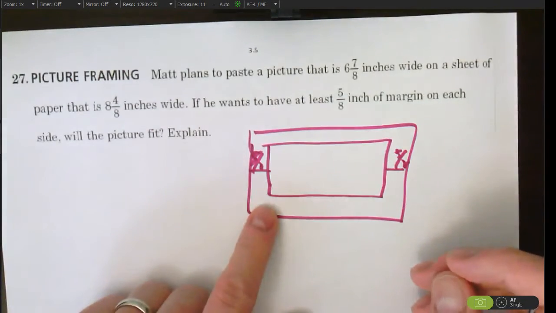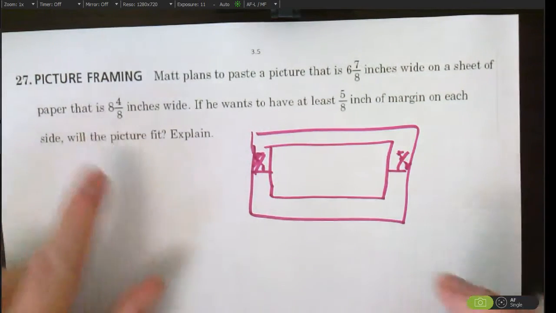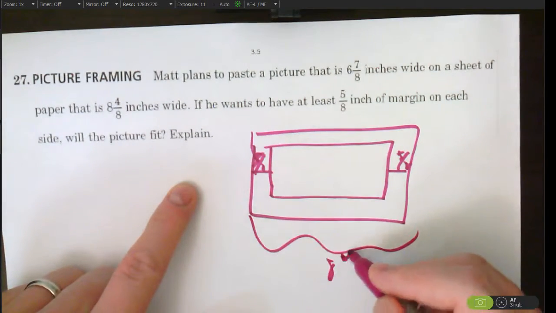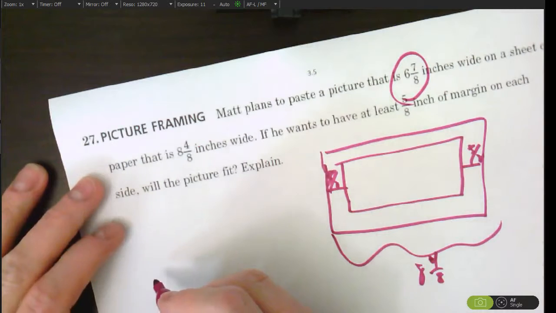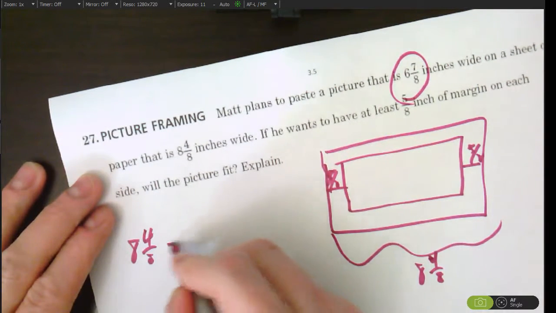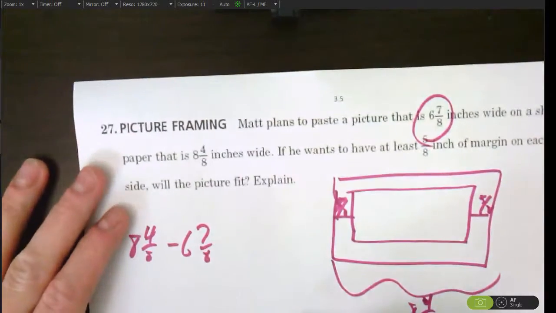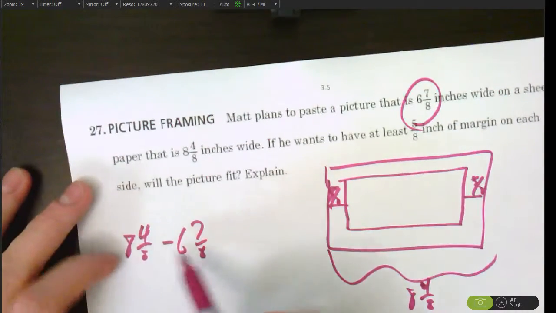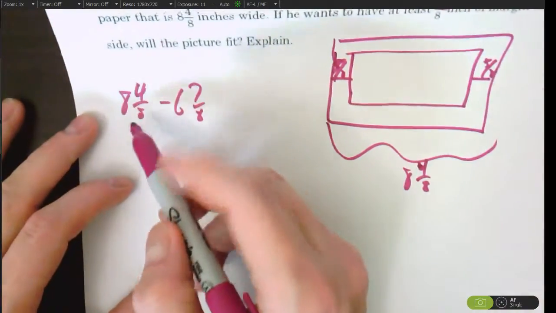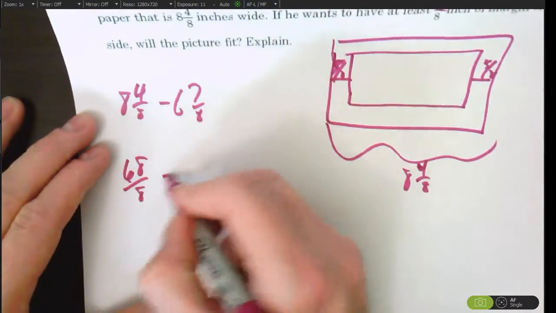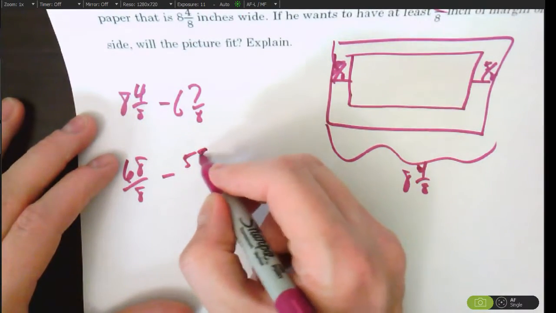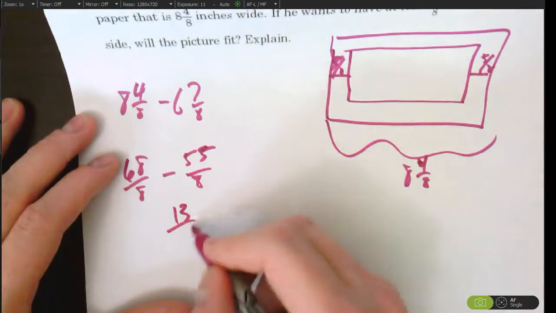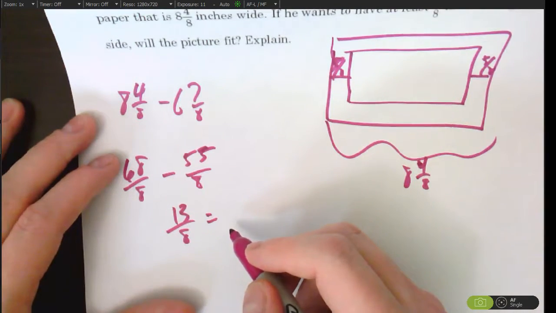So what he needs to do is take 8 4/8, that's the whole width, and then subtract 6 7/8 from it. Now what ends up happening is, if I try to do this with the mixed numbers, I'm going to have 4/8 and 7/8 fall apart, so it's easier just to make it improper. So that becomes 64 plus 8, which is 68 over 8, minus 6 7/8, which is 48 plus 7, so that's 55 over 8. That gives us 13 over 8, which is our difference.